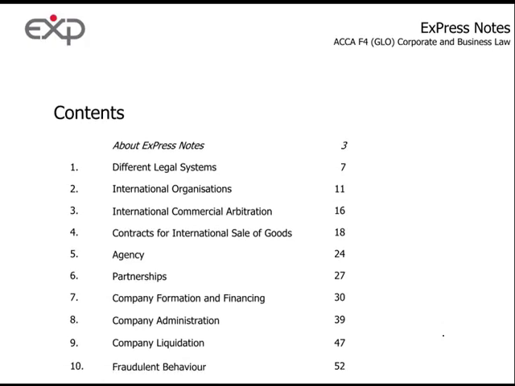They're on the screen, ranging from different legal systems, international organisations, commercial arbitration, contracts, international sale of goods. We'll look at agencies and how they work, partnerships, then we're going to form companies and their finance, but unfortunately companies go into administration and liquidation. Those are covered in later chapters, finally finishing on a slightly high note of fraudulent behaviour and the law around that area. So quite a lot of chapters.